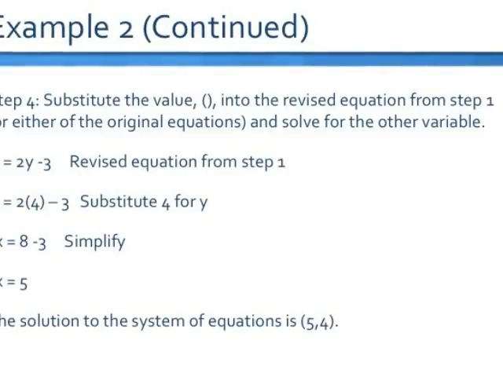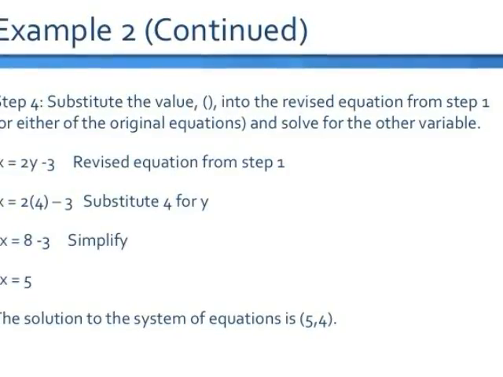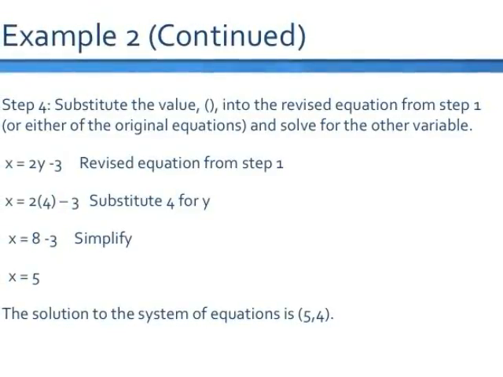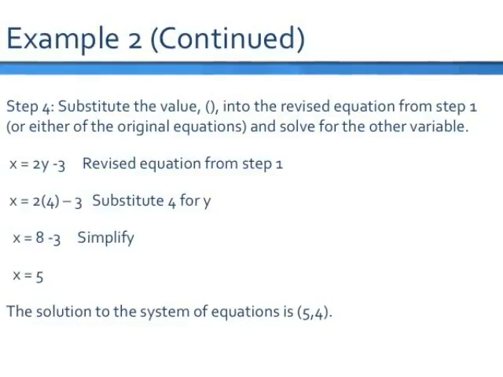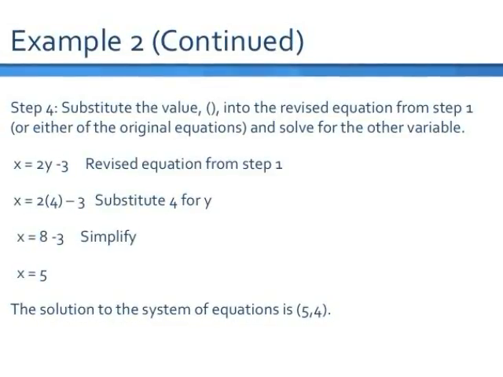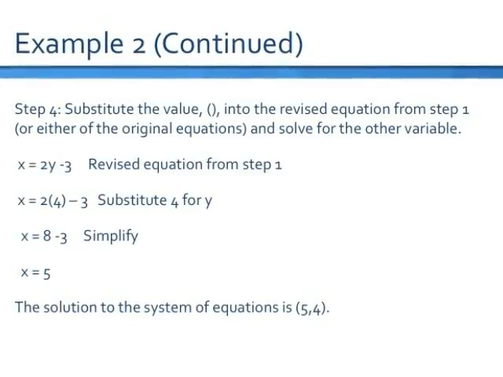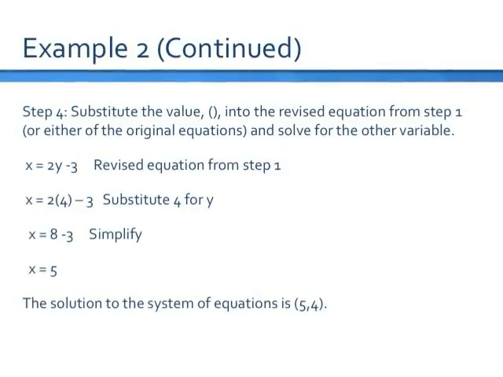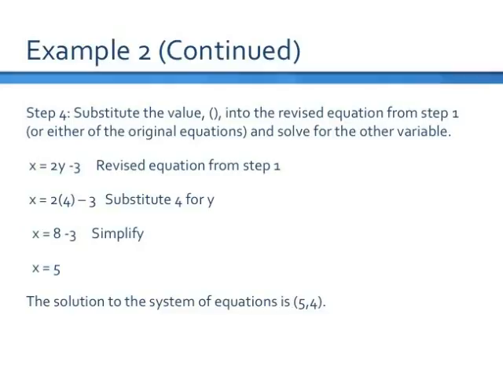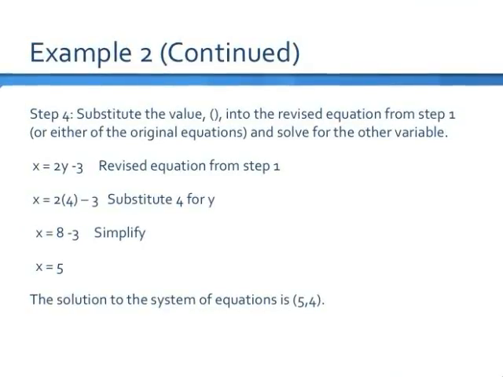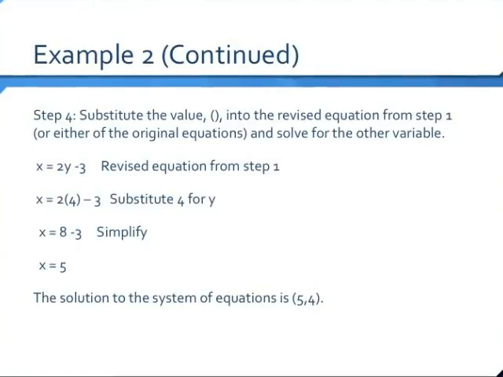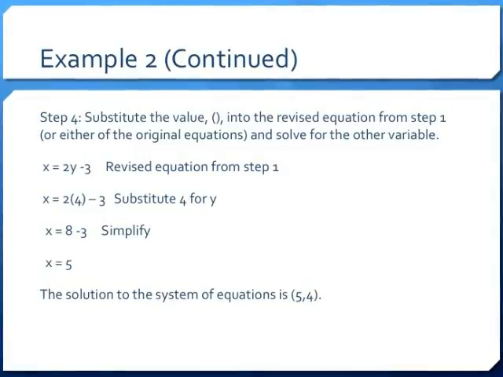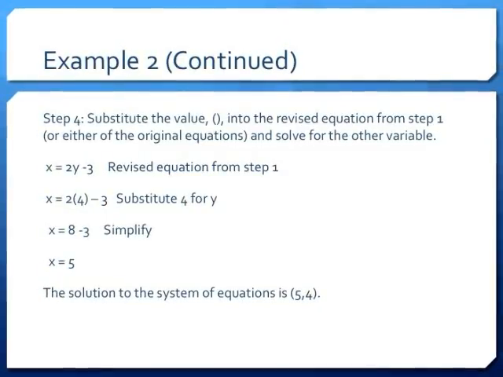Step 4. We're going to substitute the value into the revised equation from step 1, or either of the original equations, and solve for the other variable. So we have x equals 2y minus 3, which is our revised equation from step 1. x equals 2 times 4, which was substituting 4 in for y, minus 3. x equals now 8 minus 3. Then simplifying, x equals 5. So the solution to the system of equations is 5, 4.